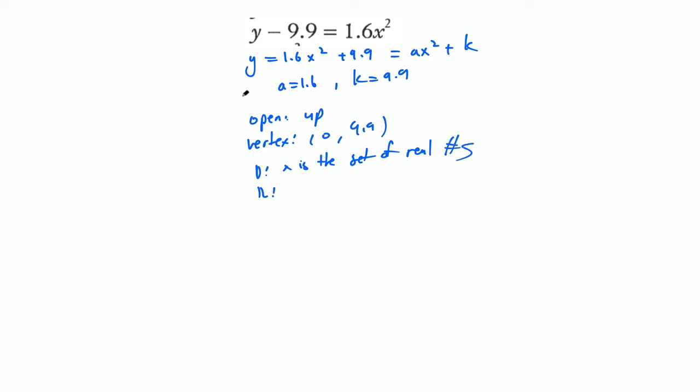As for the range, let's figure out the max or min value first. Since we have an upward-facing parabola, the y value of the vertex is going to be our minimum value. So the minimum value is y equals 9.9. So the range is going to be anything that's above this line: any y value that is greater than or equal to the minimum value of 9.9.